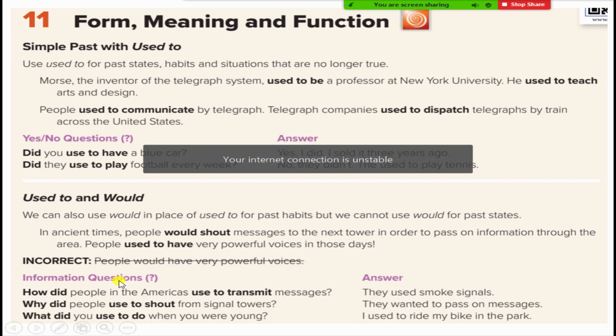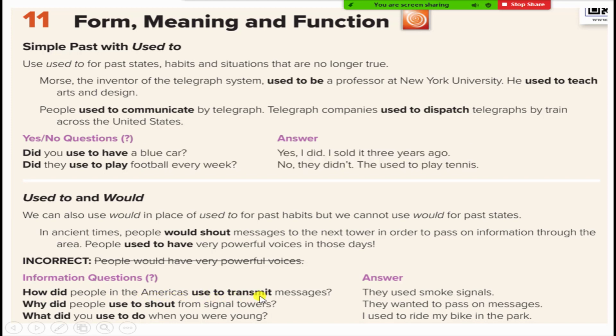Information questions. We can ask: how did people in America used to transmit messages?